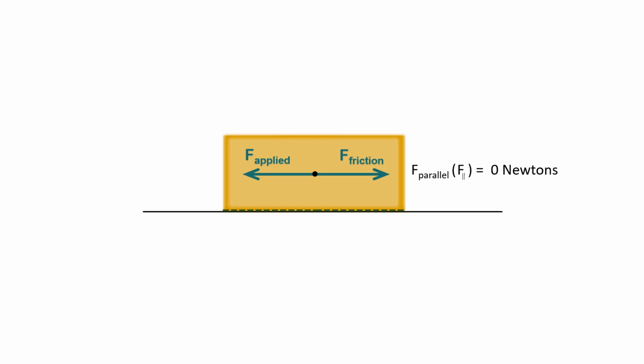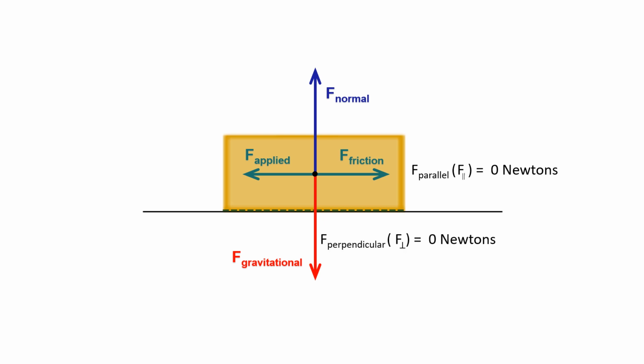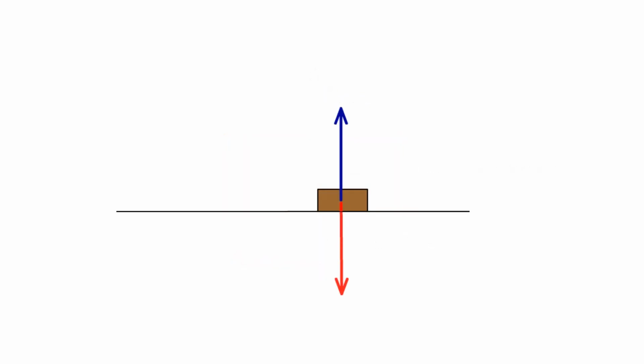Similarly for the perpendicular forces. When the gravitational force is equal to the normal force, the two cancel each other and the net perpendicular force is zero. There is no movement in the y direction.